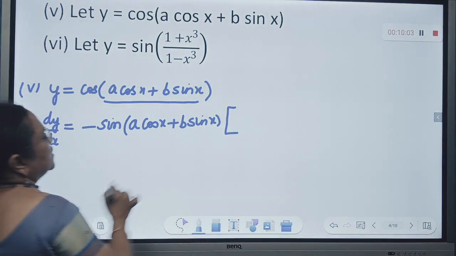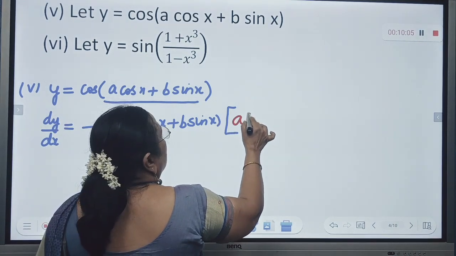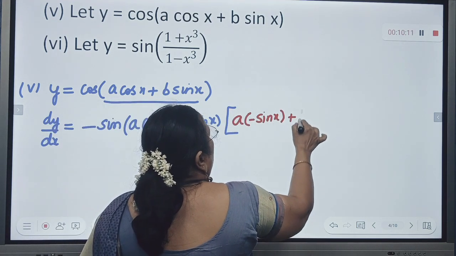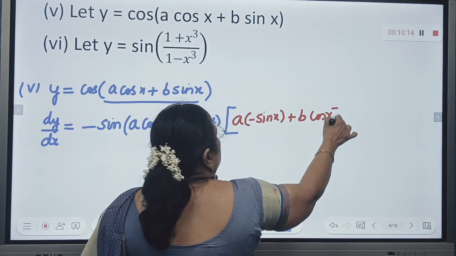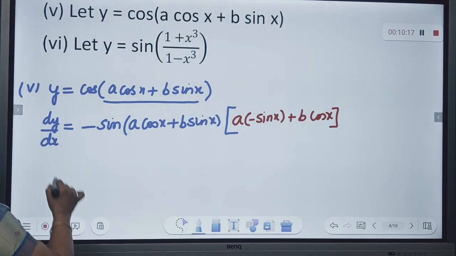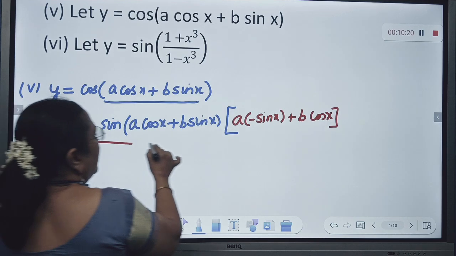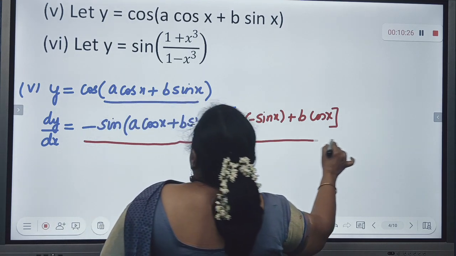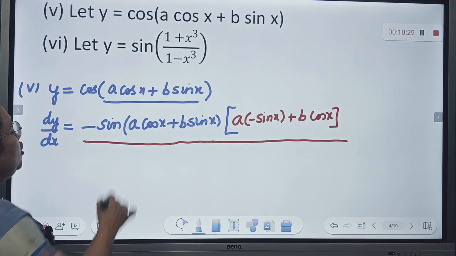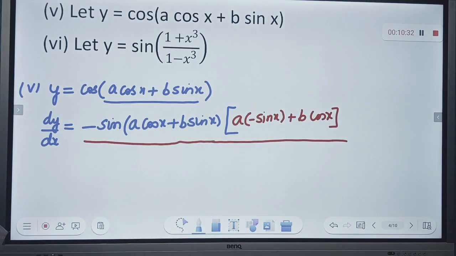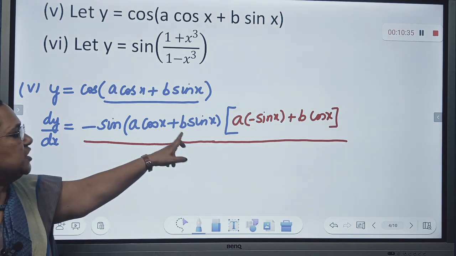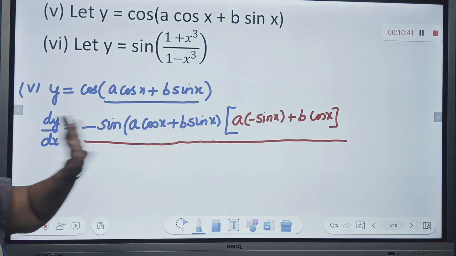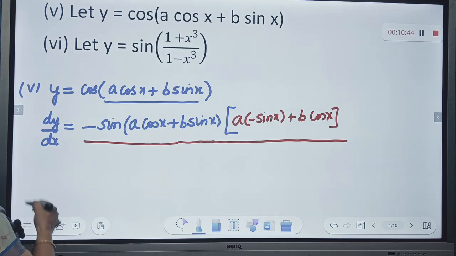What will be the derivative of this? A into, what is the derivative of cos x? Minus sin x. Plus b into, what is the derivative of sin x? Cos x. So dy by dx is minus sin of whatever is given, (a cos x plus b sin x), into the derivative of whatever is within the bracket. What is within the bracket? a cos x plus b sin x. What is the derivative of that? a into minus sin x plus b into cos x. Let's look at the next problem.